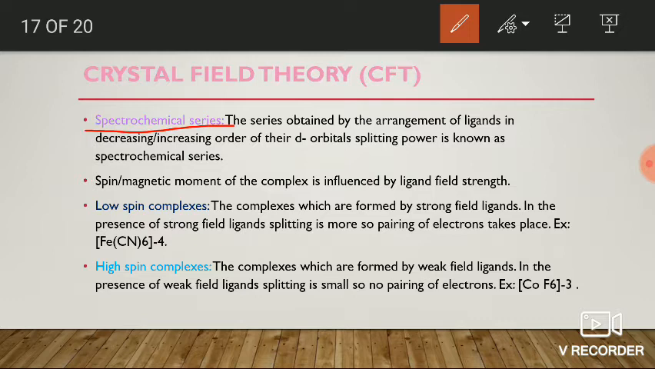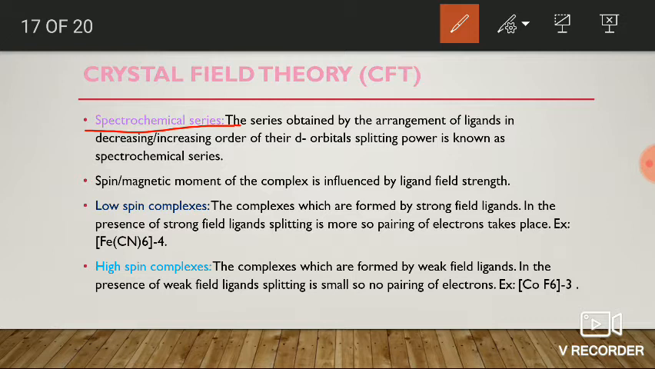Next, spectrochemical series. What is the spectrochemical series? It is nothing but a series of ligands, obtained by arranging the various ligands based on their splitting strength, their field strength, whether in increasing or decreasing order. That is the series of ligands based on their d orbital splitting power, generally known as the spectrochemical series of ligands.